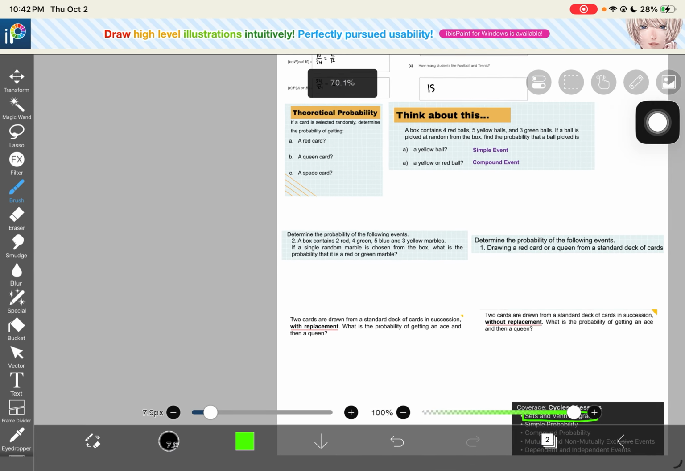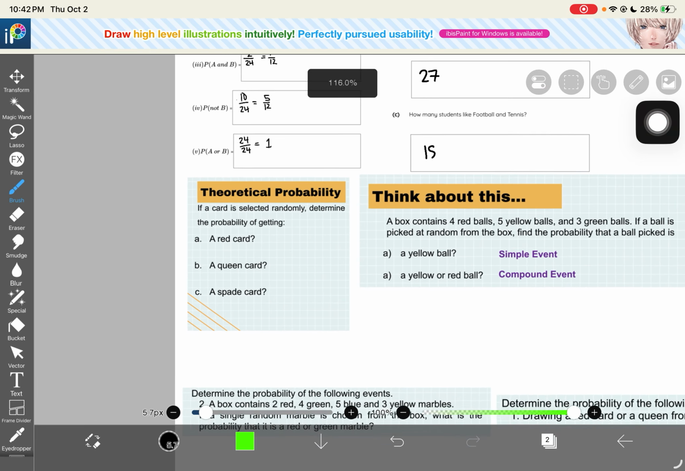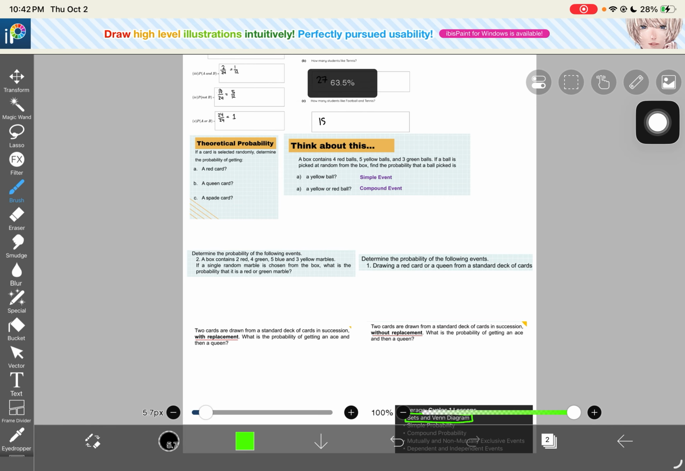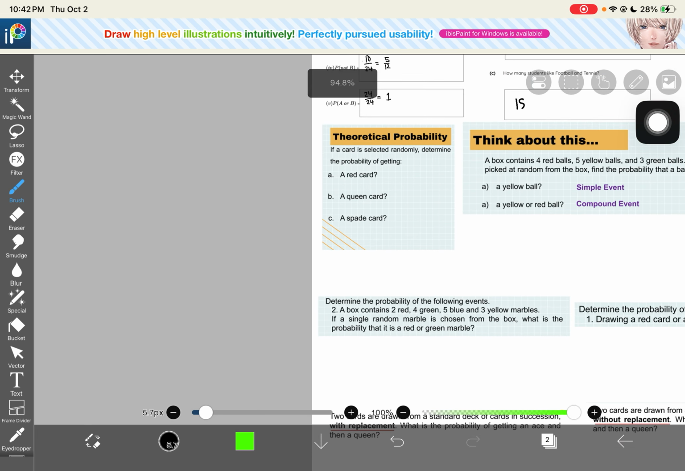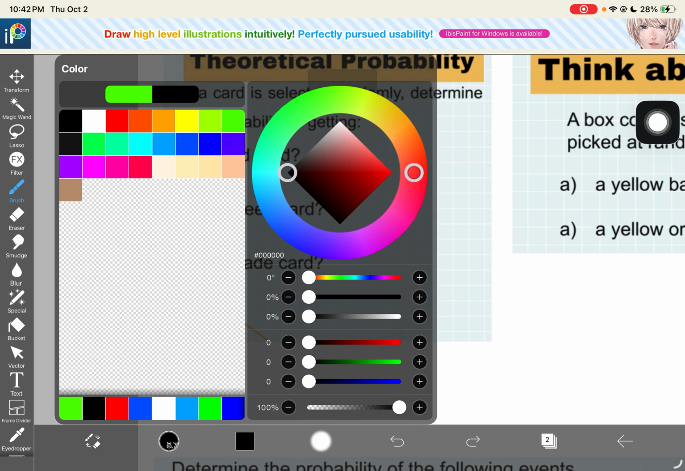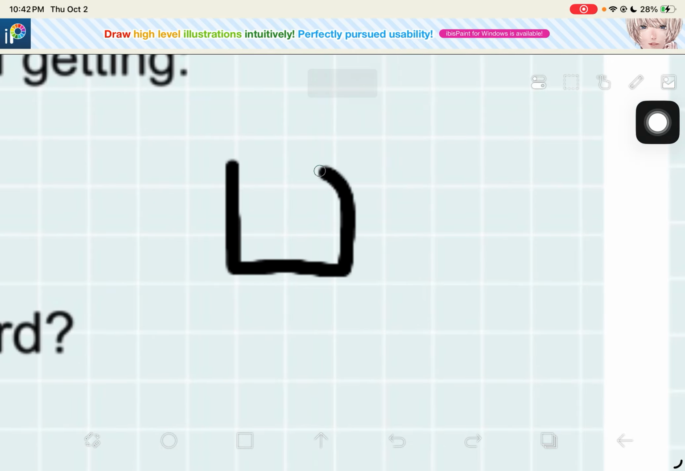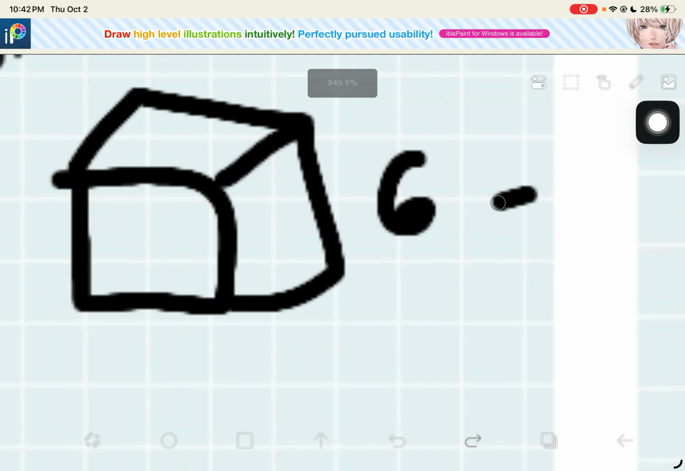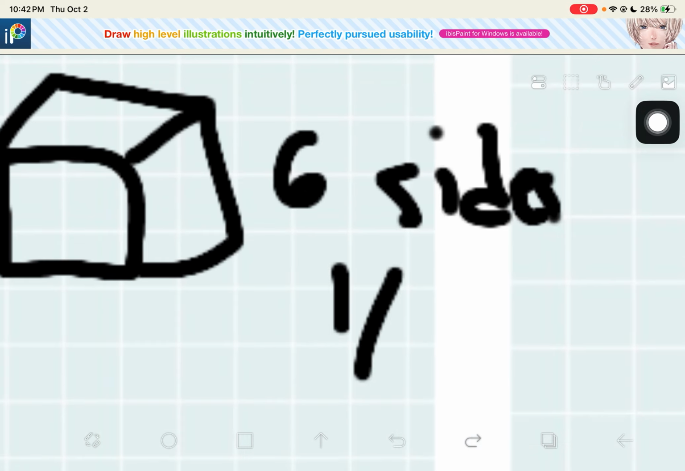Next, simple probability. Sorry. Actually, it's worth mentioning that theoretical probability assumes complete fairness. Let's say a dice, right? A dice has 6 sides, so each side has an equal chance of landing, 1/6.